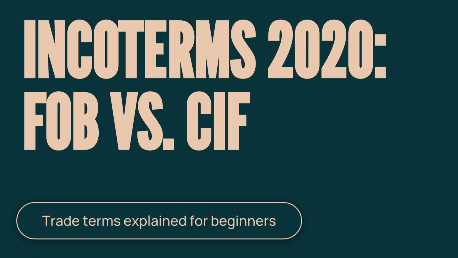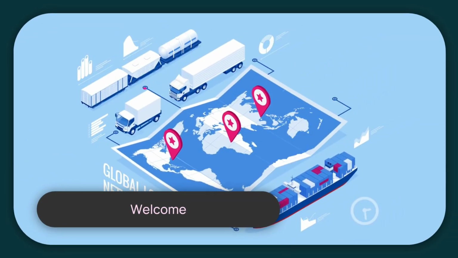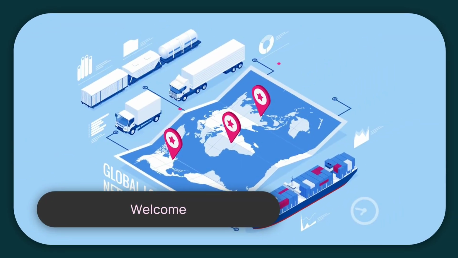Welcome to our essential guide on Incoterms 2020. Today we're demystifying two of the most common yet confusing shipping terms, FOB and CIF. International trade can be complex, but understanding these basic rules is crucial for avoiding financial risks. This video is for anyone new to global shipping.